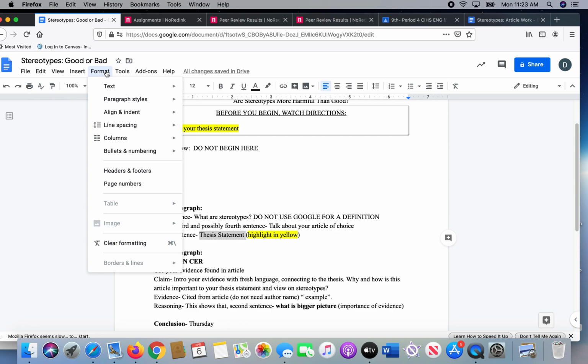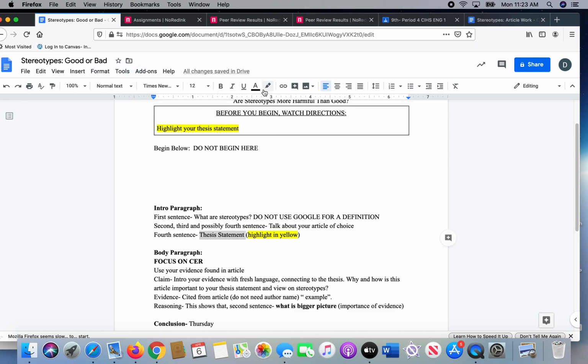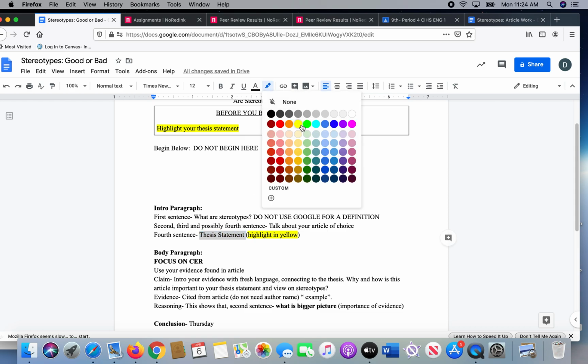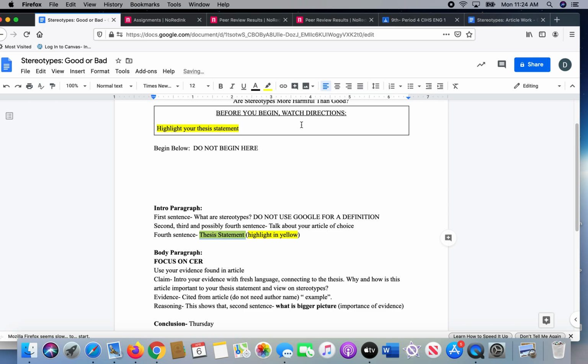Going to format. Ugh, sorry, I'm tired, guys. Thesis, sorry, it's as simple as going to thesis statement, going to highlight color, and hitting yellow. Sorry about that indiscretion before. I just woke up and I need to be on the ball and I'm not, so I do apologize.